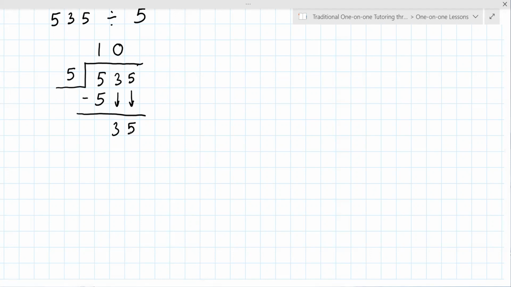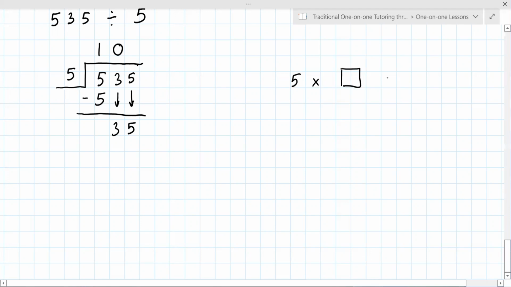So how many times does 5 go into 35? 5 times what number, Michael, equals 35? You've got a multiplication table. You got to look at it. 7. 7 times 5 is 35, and you subtract and get 0.